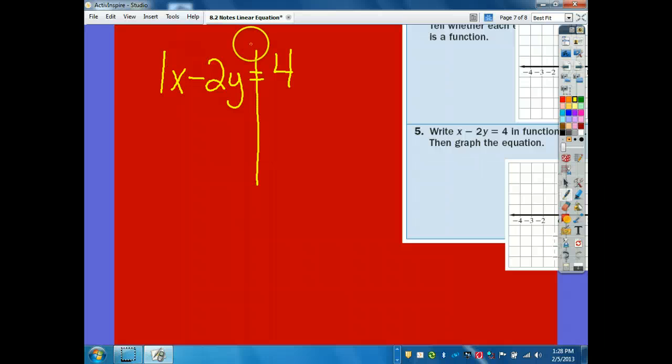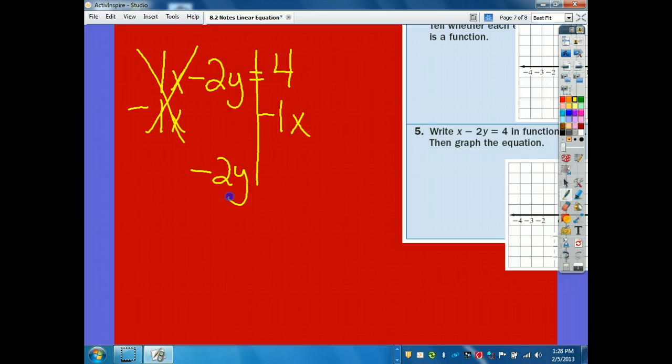Yes, this needs to be red rovered, so I need to subtract my 1x from both sides. That eliminates it here. Now I have a negative 2y here equals what on this side? 4 minus 1x? Negative 1x plus 4. Right, negative. Don't forget your negative sign. So negative 1x plus 4.